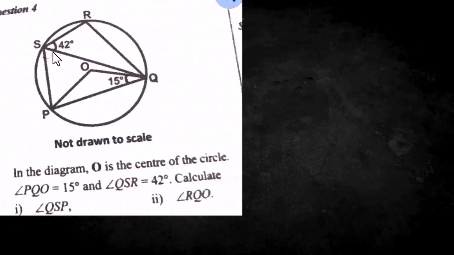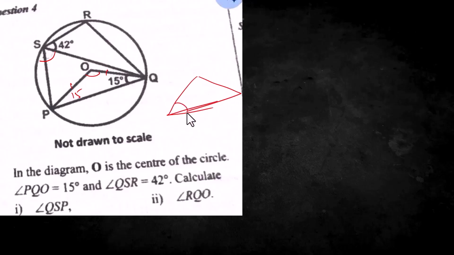QSP, so this side. Remember this side. Once we know this side, we can get this side. But this side is 15. We have a radius here, another one, so this side will be 15 as well. So 15 plus 15 is 30. Minus 180 gives us this side. So look at the behavior.